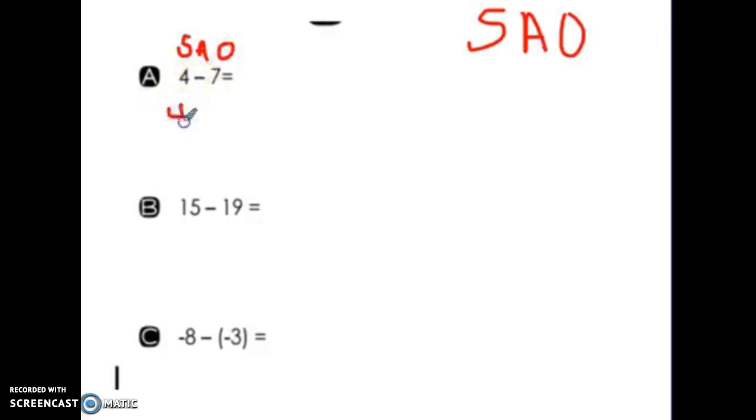Here again I have 4 is the same, plus the opposite of 7, negative 7. I have different signs, so I'm going to subtract 7 minus 4, and I get 3. But I'm going to keep the sign of the bigger number, and the bigger number here is negative. So it's a negative 3. And that makes sense. If I take 7 away from 4, I'm going to be negative.